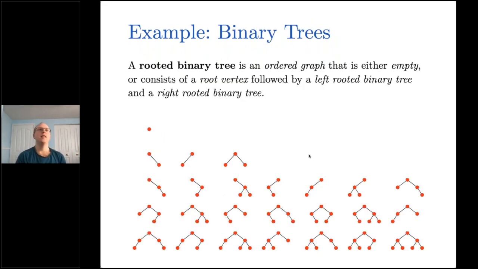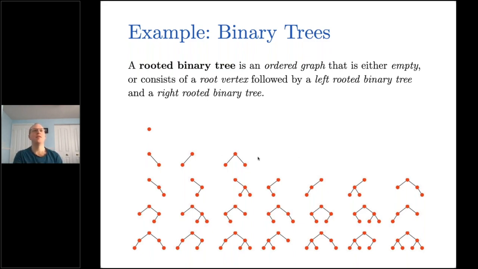I'm going to end with one last example, which is a class of so-called binary trees. If you take a course in computer science, maybe in high school, or certainly in university, you'll see a lot about binary trees. They're a very common data structure in computer science. In particular, a rooted binary tree. So I'll call it an ordered graph.